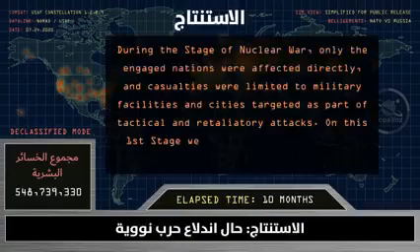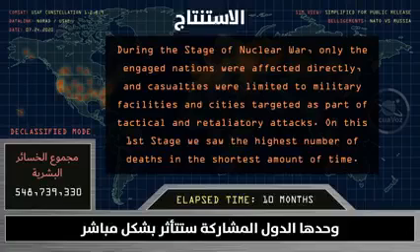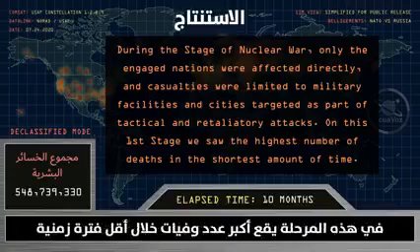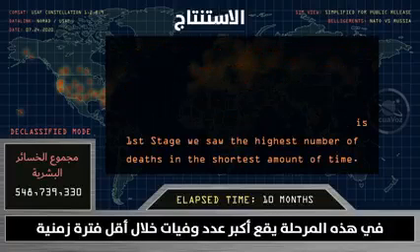Conclusions. During the stage of nuclear war, only the engaged nations were affected directly, and casualties were limited to military facilities and cities targeted as part of tactical and retaliatory attacks. On this first stage, we saw the highest number of deaths in the shortest amount of time.